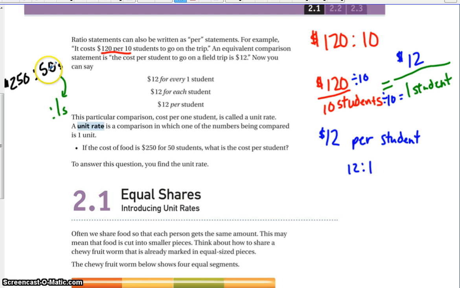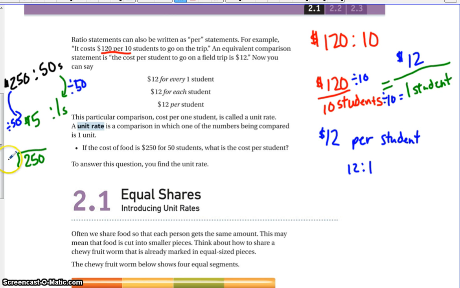All right, so how do I get from 50 to 1? Well, we would have to divide by 50 in order to turn it into 1. So that means in order to make an equivalent ratio, I'm also going to divide this side by 50. So 250 divided by 50 is going to be $5. Now, I'm going to go ahead and do this longhand for those of you going, wow, how did he do that?